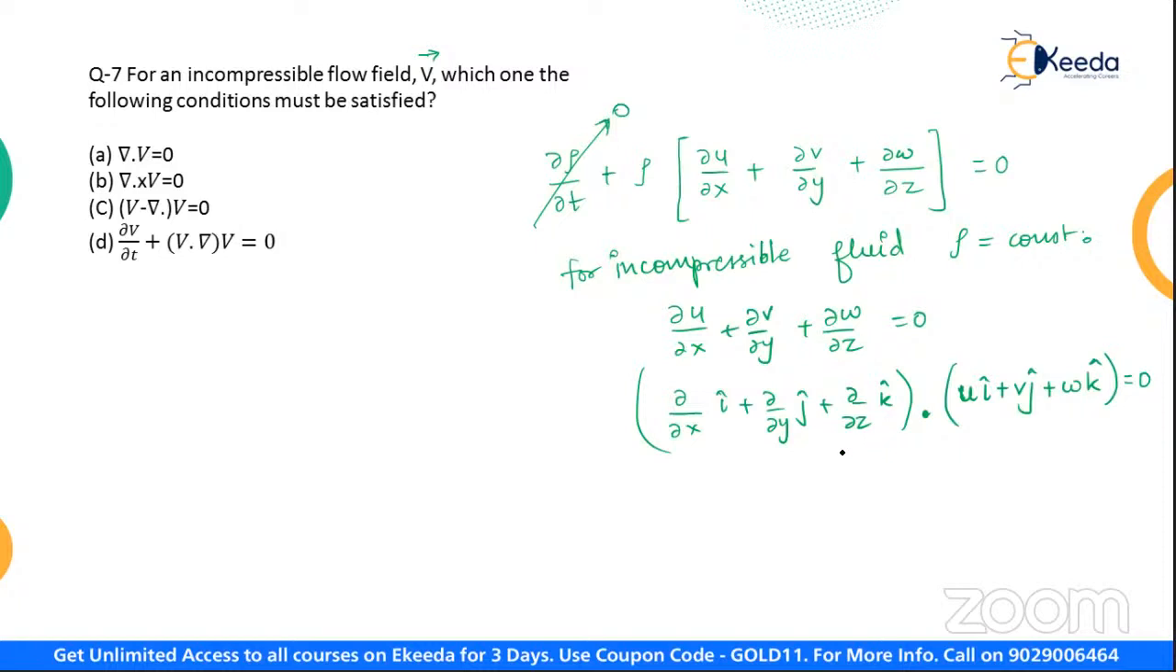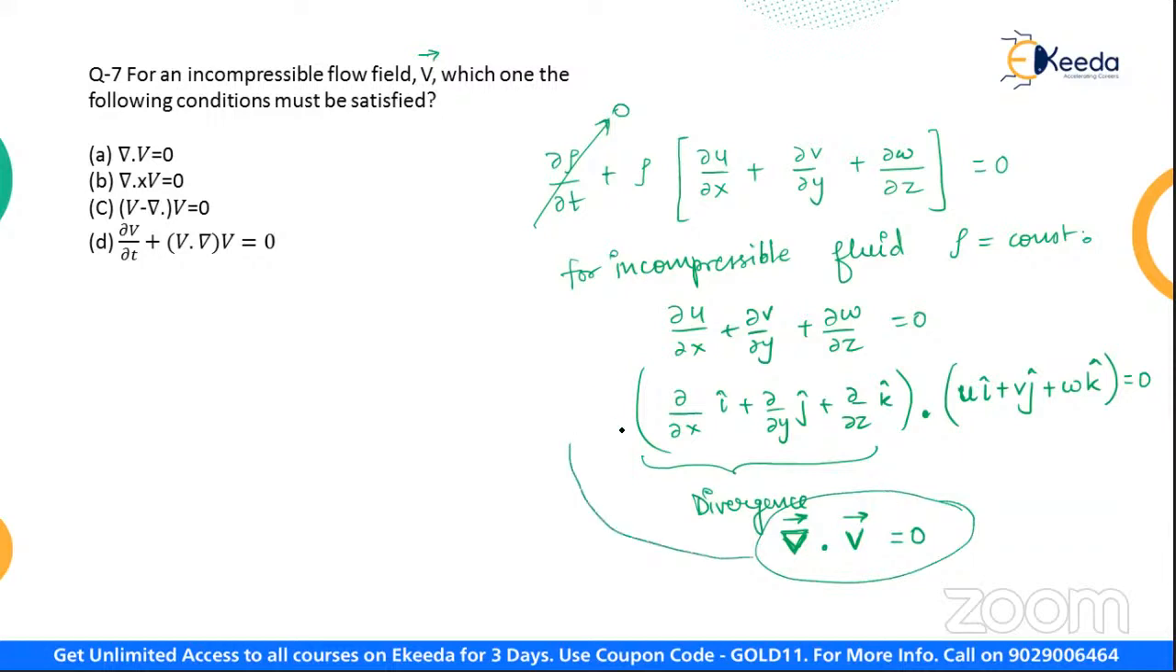Now the first term is known as the divergence, and this is denoted by the del operator, which is a vector, and the second term is representing the velocity vector, that is V vector. So this relation can be understood that for incompressible fluid, this velocity vector must satisfy this condition. Therefore, the correct option for the given problem will be option A.